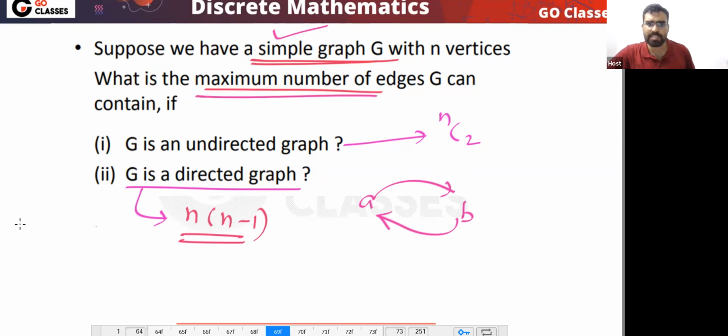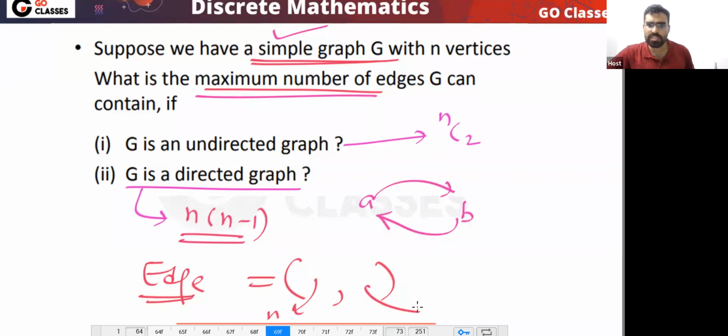If you want to find the maximum number of edges, what will that be? Every edge will be an ordered pair. For the first element, you have n choices, and here you have n minus 1 choices, because we are talking about a simple graph, so you cannot have a self loop. We are talking about a simple directed graph.